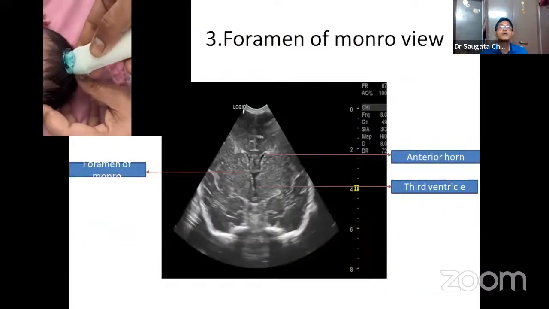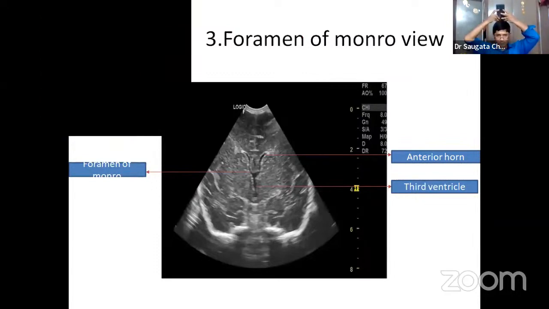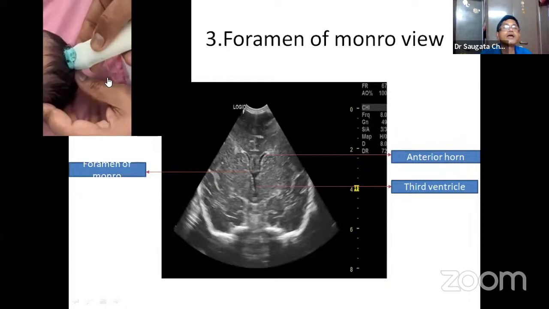This is the foramen of Monro view. We are angling the probe more posteriorly and in the middle. In this foramen of Monro view, we see the anterior horn, and the third ventricle is visible here. Most of the time, this view can identify most of the pathologies, and the size of the lateral ventricle and the size of the third ventricle are mostly measured in this view.